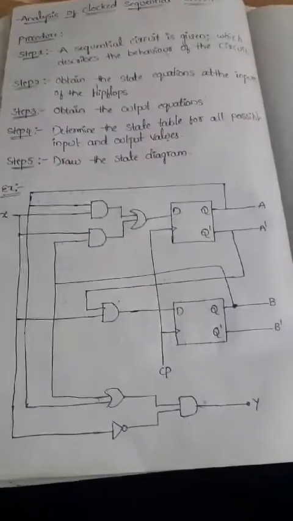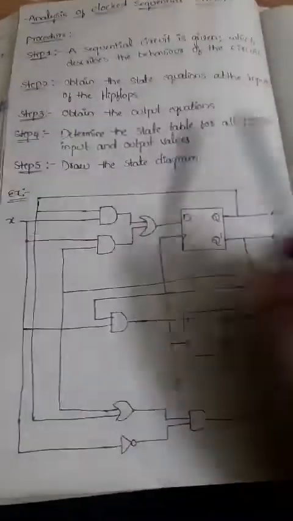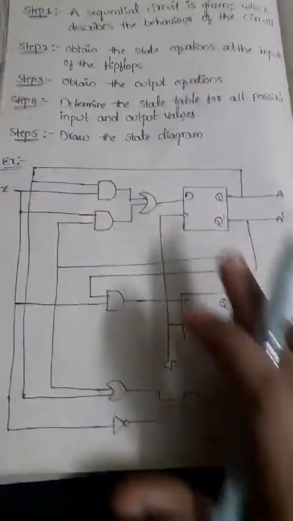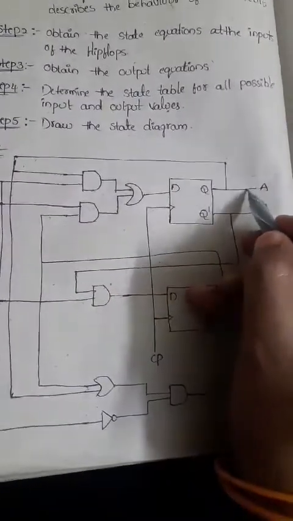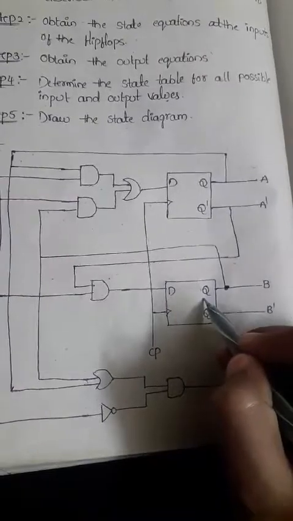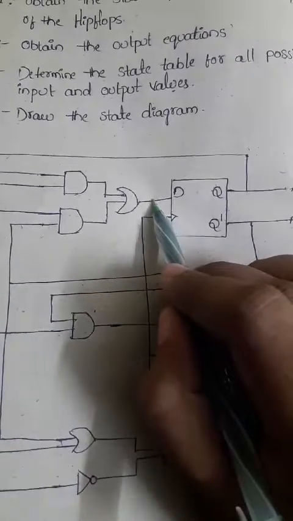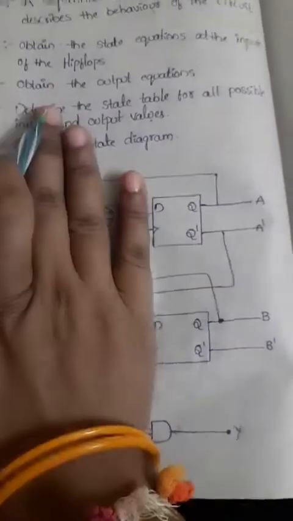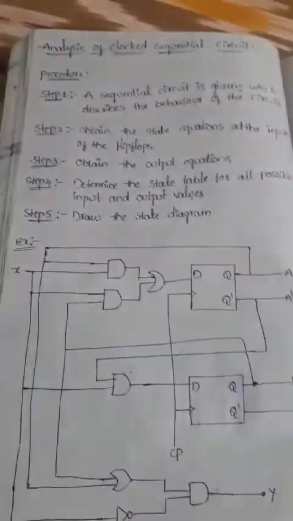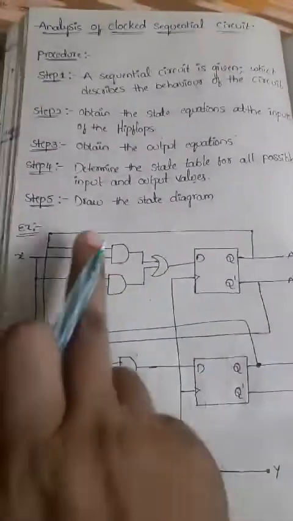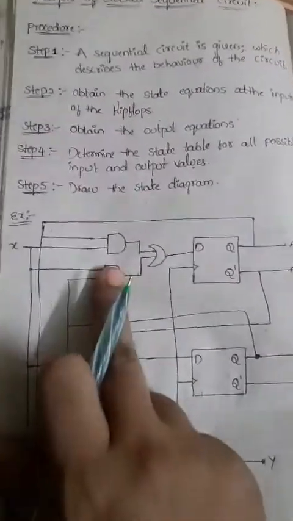Now coming to step 2, we have to find out the state equations at the input of the flip-flops. So find out the input equations at the input of the flip-flops. See here, this is the output part for flip-flop 1 and this is the output part for flip-flop 2. So this is the D we are having now. This D flip-flop's input is the previous part. Before the flip-flop, whatever circuit we have is the input part of the flip-flop. Now we have to determine these equations, which we call the flip-flop input equations. To determine the equations, first we should find out the gate outputs, then only we'll get the flip-flop input.